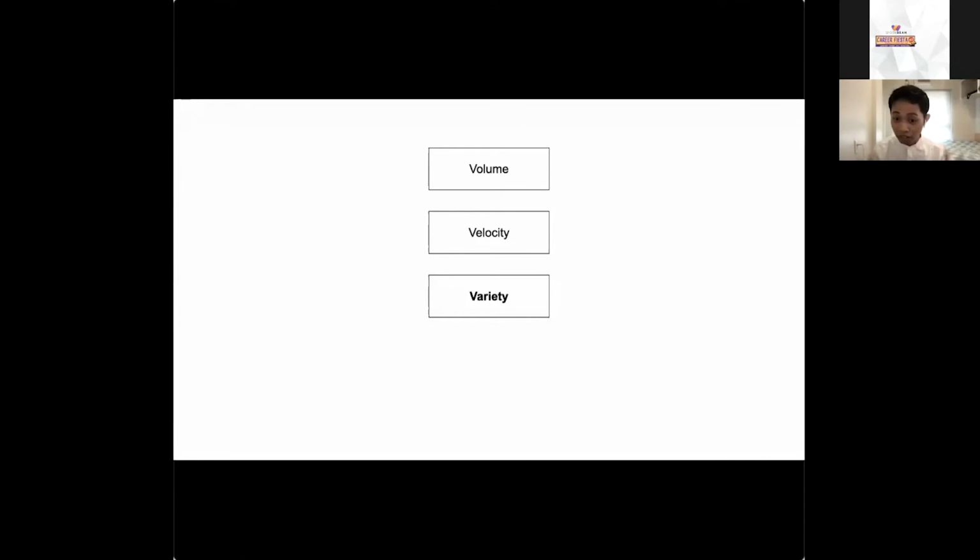So meaning the type of data that we have right now is not only big, but it also contains more information. It collects more than one single data point from each observable. Okay.